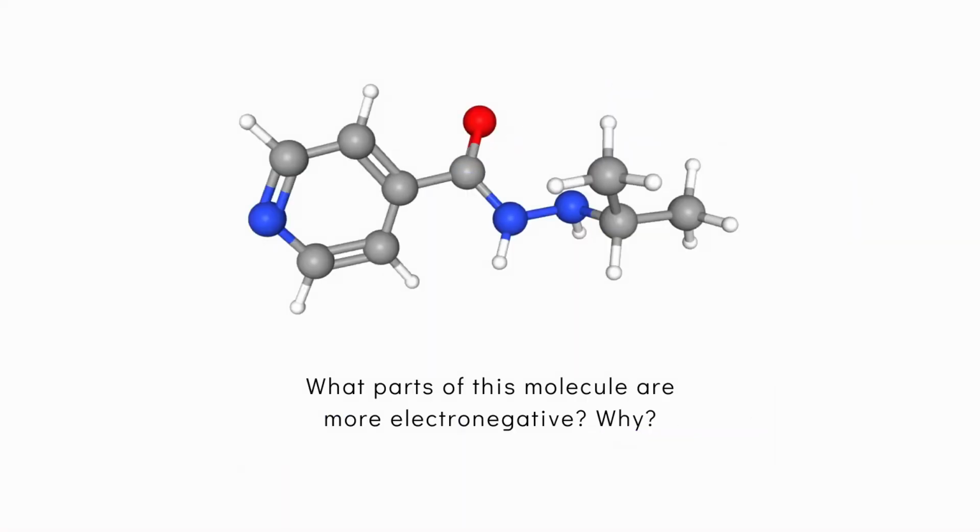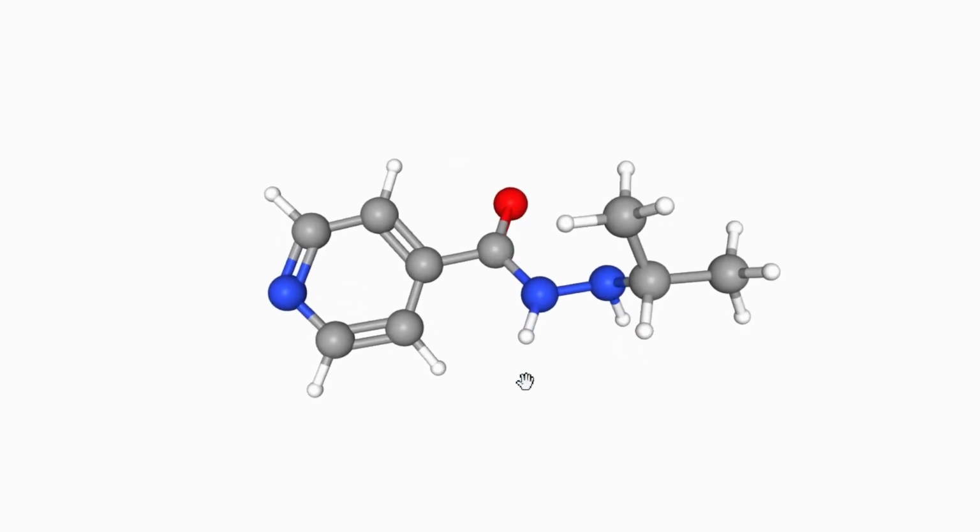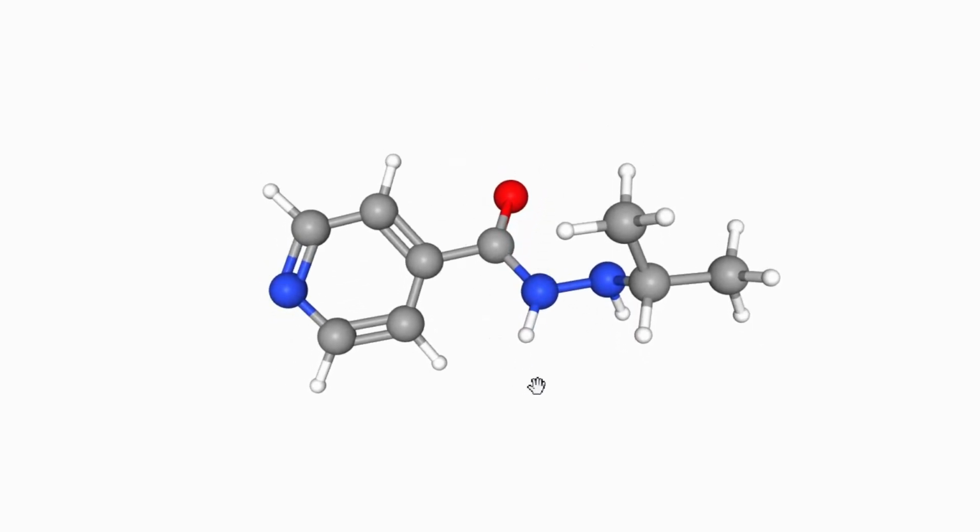But what about the distribution of charges in the molecule? This is a good moment to pause the video and try to identify what parts of this molecule are more electronegative. If you need a refresher on electronegativity, check out the link in the description. By now, you would have identified that this central part of the molecule is slightly more electronegative than the rest. That is, the negative charges are slightly more concentrated here because of the presence of our friends nitrogen and oxygen.